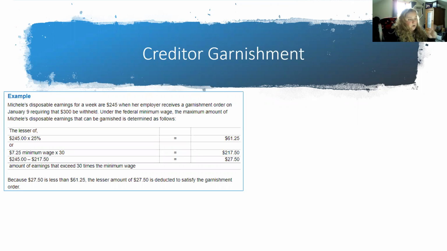If we withheld the full $61.25 or the full 25%, she would not take home the $217.50. So we can only take the difference of that. So the 245 minus the 217.50 gives us 27.50, which is what is going to be sent to the garnishment company for that particular week or pay period. And the garnishment orders show the calculations, the minimum wage times 30. They have those calculations on them.